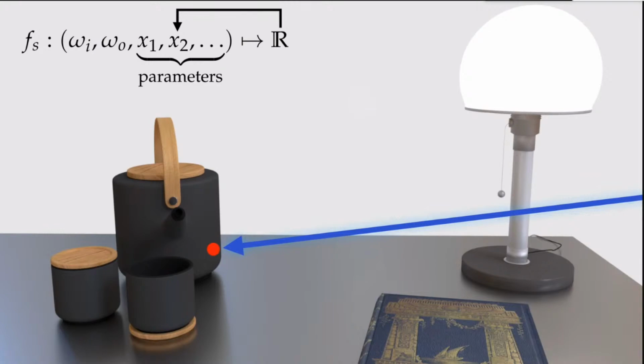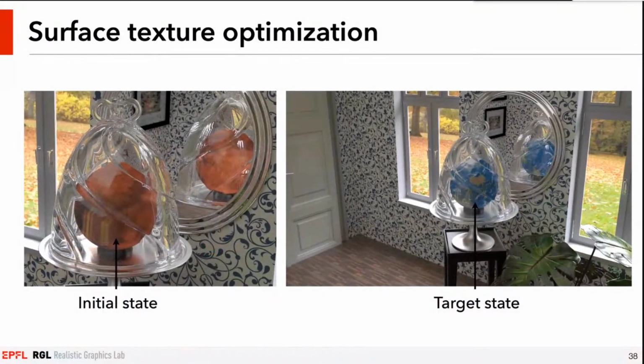And so what we can do now is to further propagate those gradients into this function, and they will now change the properties of the surface at that location. And that leads to a really simple algorithm that's much more efficient. So let me show you a few examples of what you can do with that.